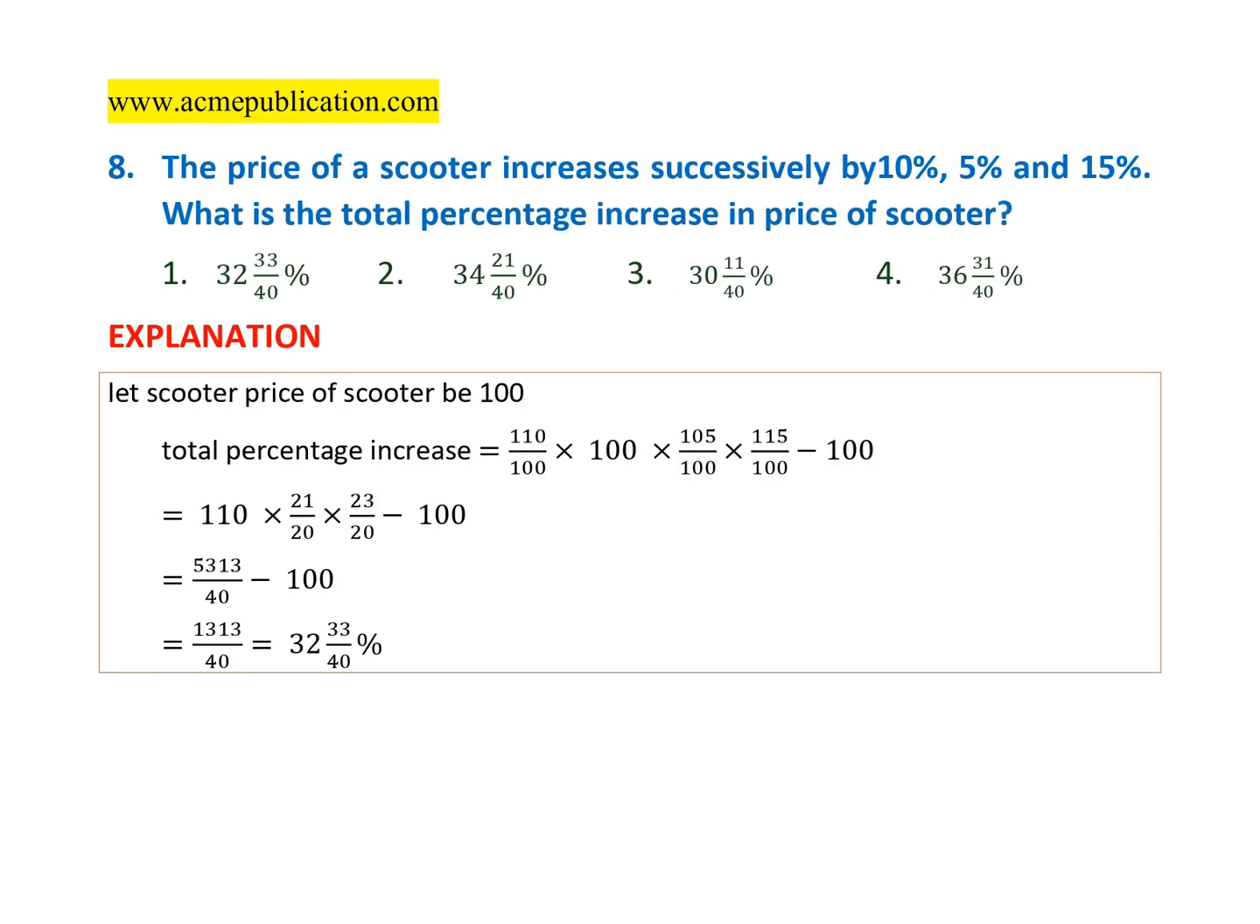Next question. The price of a scooter increases successively by 10%, 5% and 15%. What is the total percentage increase in price of the scooter? So let's take the price of the scooter to be 100. Now the total percentage increase will be 110 upon 100 multiply 100 multiply 105 by 100 multiply 115 by 100 minus 100. So by solving this equation, we will get 1313 by 40, which can be written as 32 and 33 by 40%.